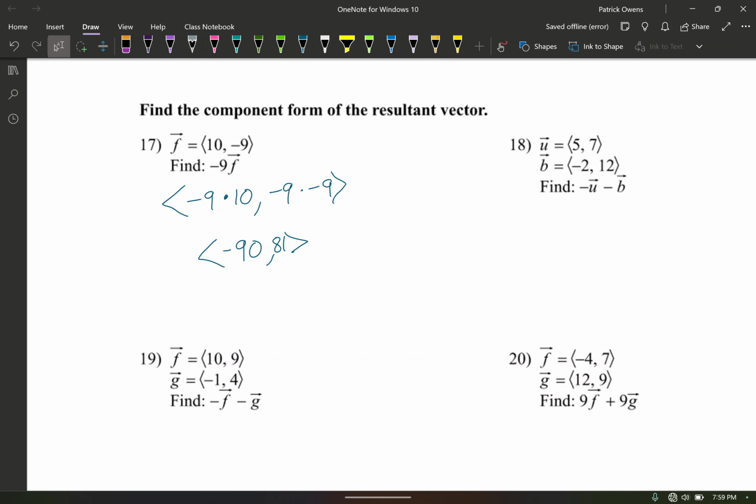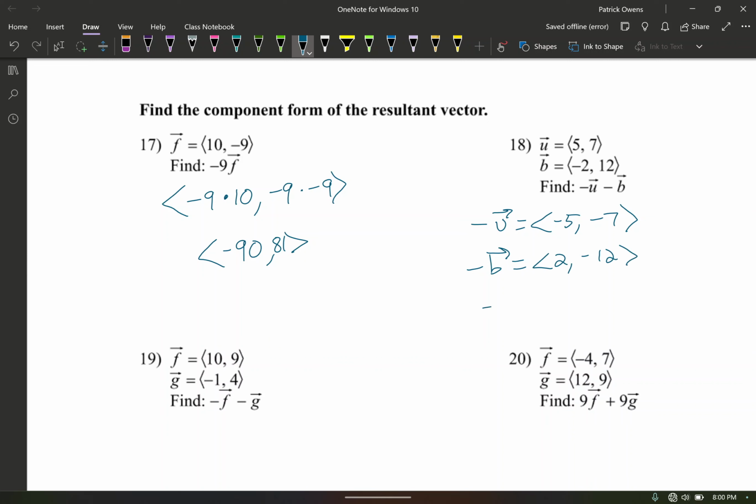Sometimes we can have scalar multiplication and addition or subtraction of vectors. So for example, with 18, we have u and b as vectors. We have -u minus b. Well, what I like to do here is write these separately. -u is equal to -5, -7. -b is equal to 2, -12.